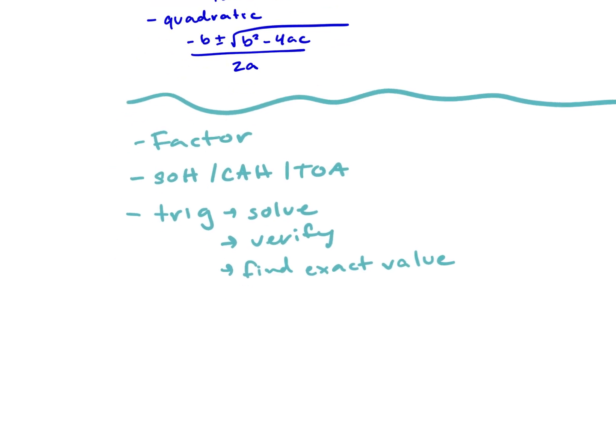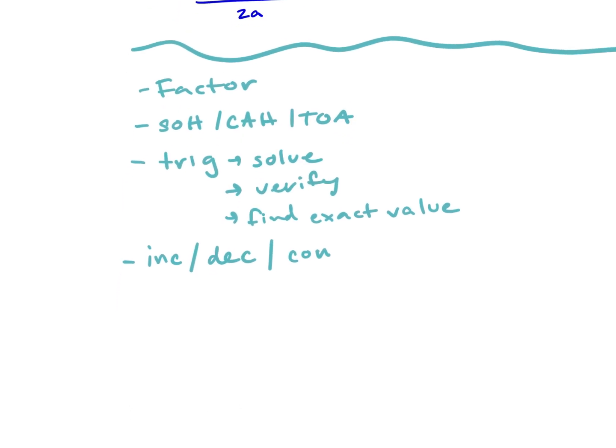You'll have an increasing, decreasing, and constant question. I don't think that it's on the review, but look back at old tests and quizzes or old reviews. Increasing, decreasing, constant. It might give you a graph and say, on what interval is it increasing? And what interval is it decreasing? Something like that. And then also make sure you know how to find the end behavior.